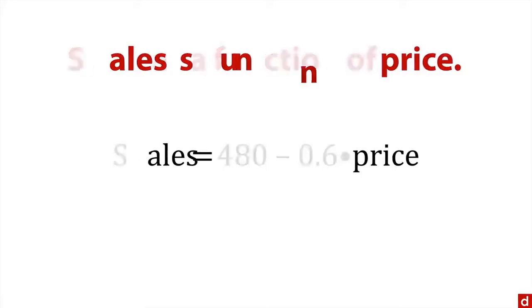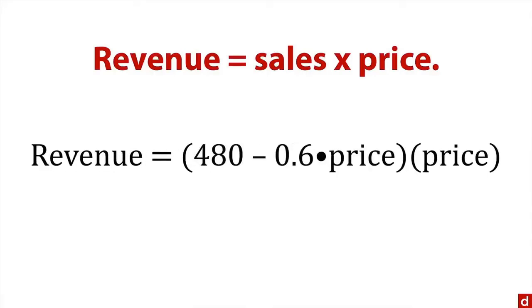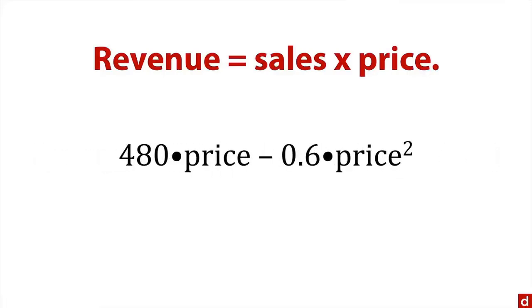Now, revenue is equal to sales times the price. How many things did you sell and how much did it cost? Well, we can substitute in some information here. If we take sales and put it in as a function of price, because we just calculated that a moment ago, we get this, and then we do a little bit of multiplication, and we get that revenue is equal to 480 times the price minus 0.6 times the square of the price.